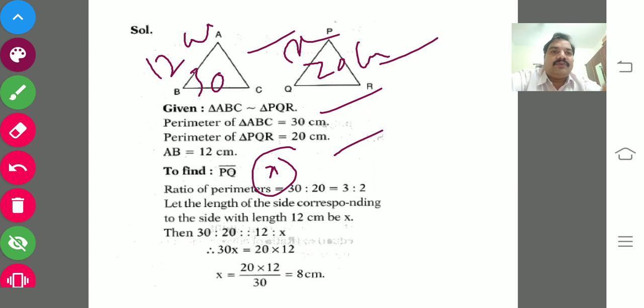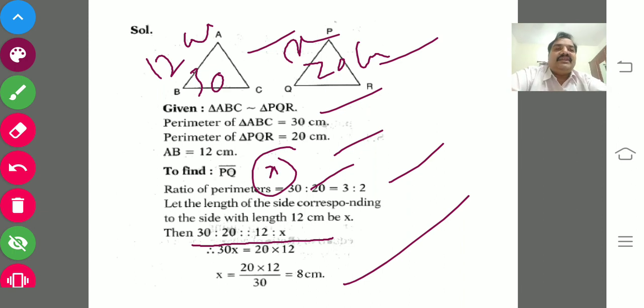According to the property, the ratio of perimeters is 3:2 and the lengths are also in proportion. So 30 is to 20, 12 is to x. You just do the product of middles equals the product of extremes. You can easily find the answer. I hope you could understand.